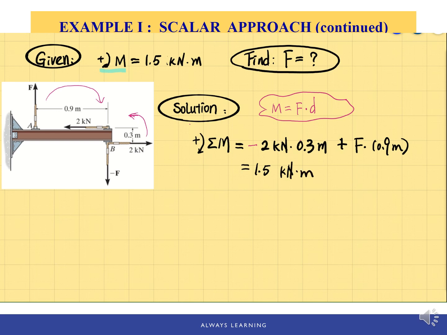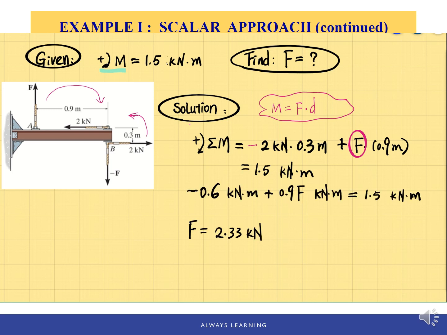So now we have this equation with only one unknown, which is the force F. Solve for F, and the problem is solved. F is 2.33 kilonewton.